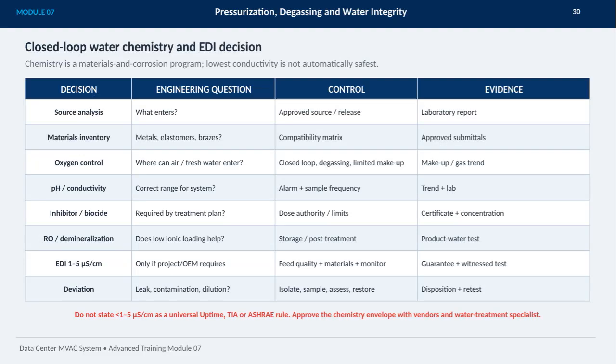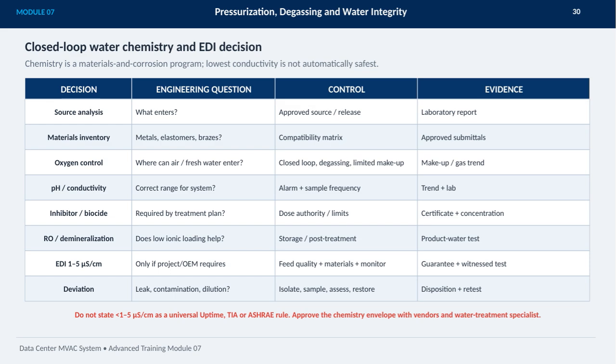In this module, we focus on closed-loop water chemistry and EDI decisions within Data Center MVAC systems. It's important to understand that chemistry here is fundamentally a materials and corrosion program. Simply aiming for the lowest conductivity doesn't automatically guarantee safety. So, we approach this through a clear engineering framework consisting of decision, engineering questions, control, and evidence.